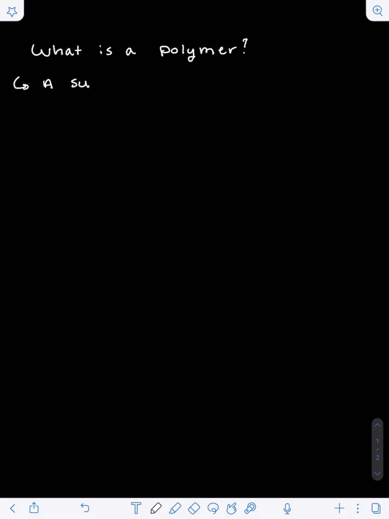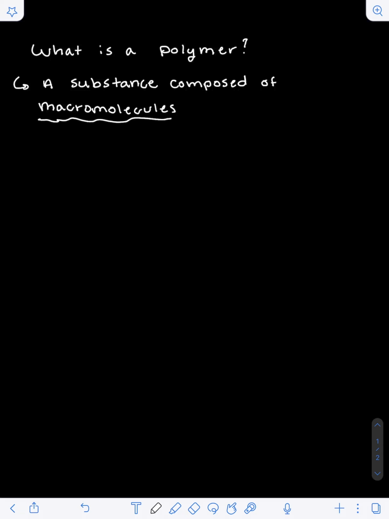So, what is a polymer? Well, a polymer is a substance composed of macromolecules. That sounds like some confusing term, but macromolecules just means big molecules.